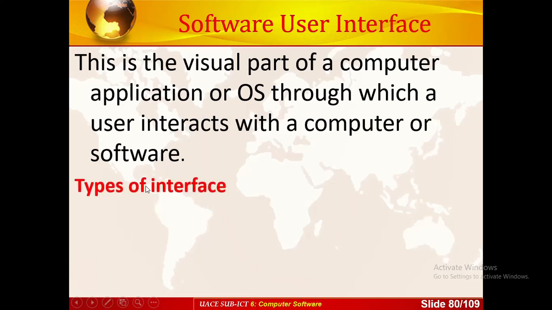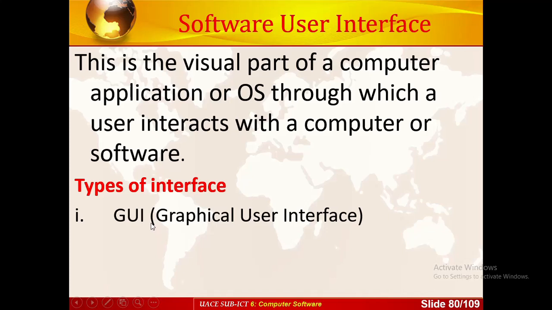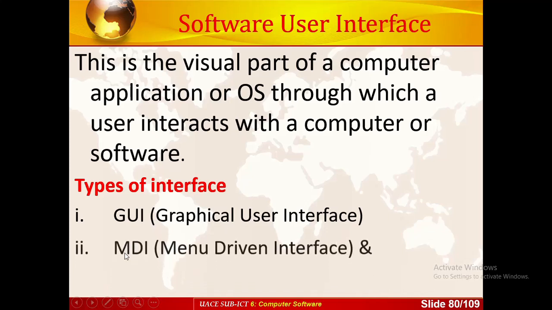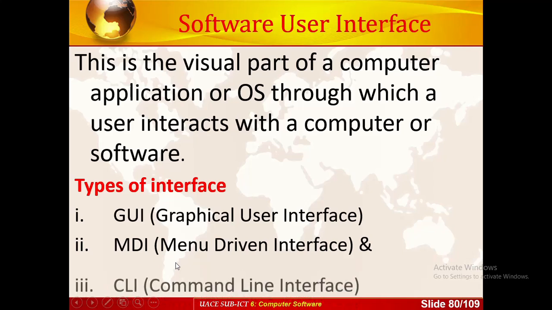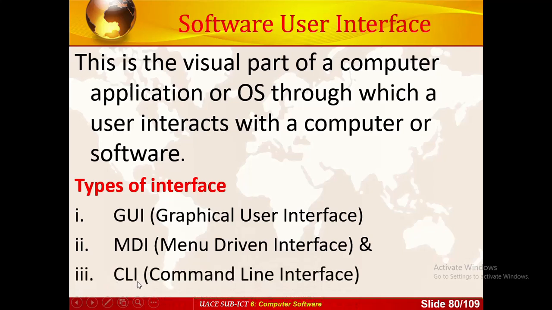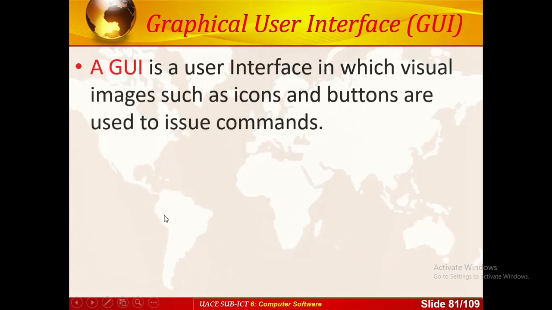Then we have types of interfaces. We can look at GUI, that is graphical user interface. We have MDI, that is a menu driven interface, and we also have what we call CLI, that is command line interface. These are the types of interface which are always found on computers, on smartphones, and on softwares.